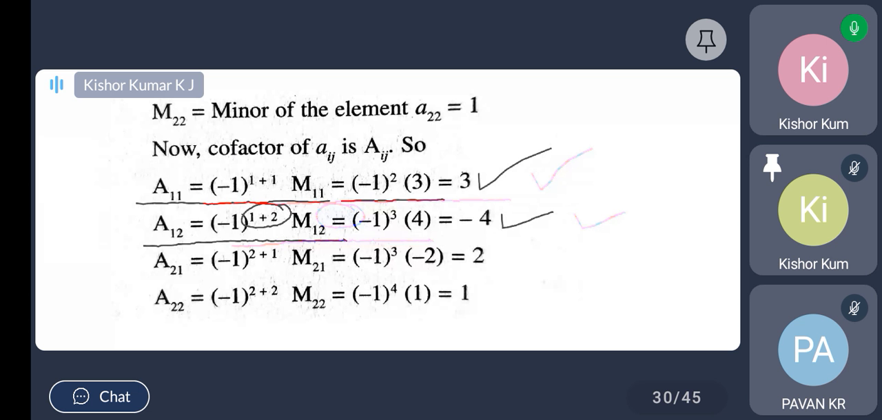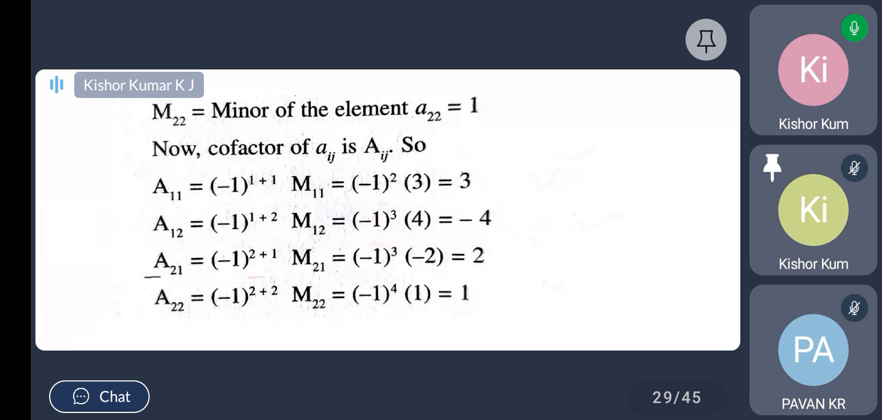Now after calculating the cofactor of A12, I will move to calculate the cofactor of A21. In the formula, A21 is equal to minus 1 to the power 2 plus 1 into M21. And 2 plus 1 will give us 3, so it will be minus 1 to the power 3. And M21 is the minor of the second row, first column element. That is already we have the value, minus 2. And we know minus 1 whole cube will give us minus 1. Minus 1 into minus 2 will give us plus 2.